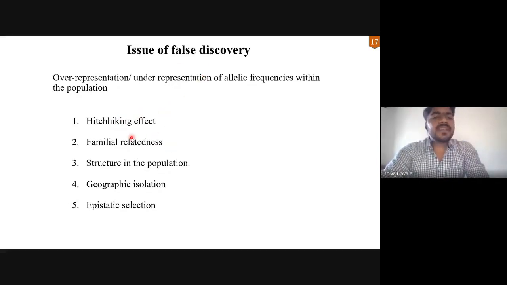Another case is familial relatedness. If two individuals are related because of common ancestry, the alleles will be the same, and that's why they will be overrepresented. Then, the structure in the population.